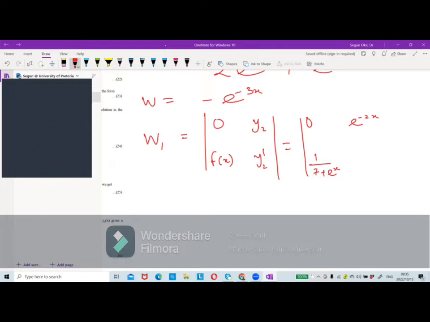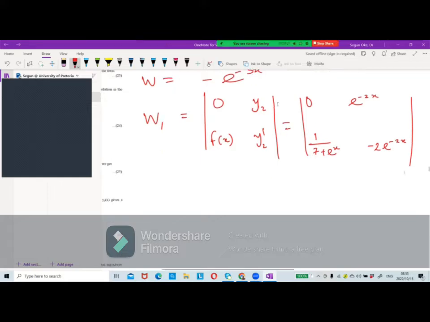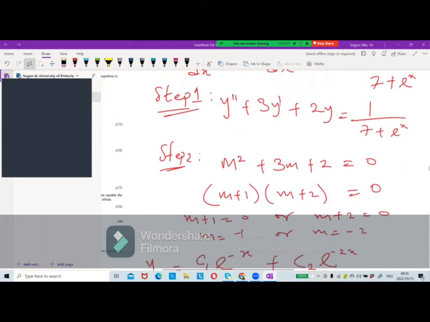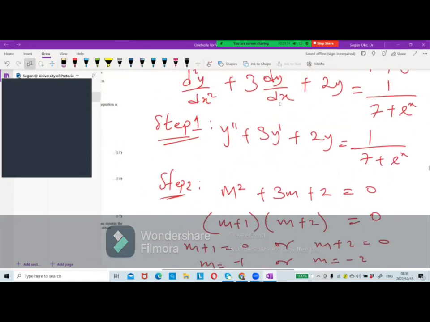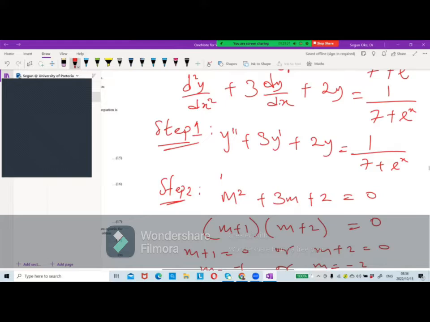From that question. Then y2 prime, or what do you call it? So let's call it minus 2 exponential minus 2x. Do you get it now? So this is what I'm saying here: if you look at this, your f of x is equal to y over 7 plus e to the x. Just a minute, please.